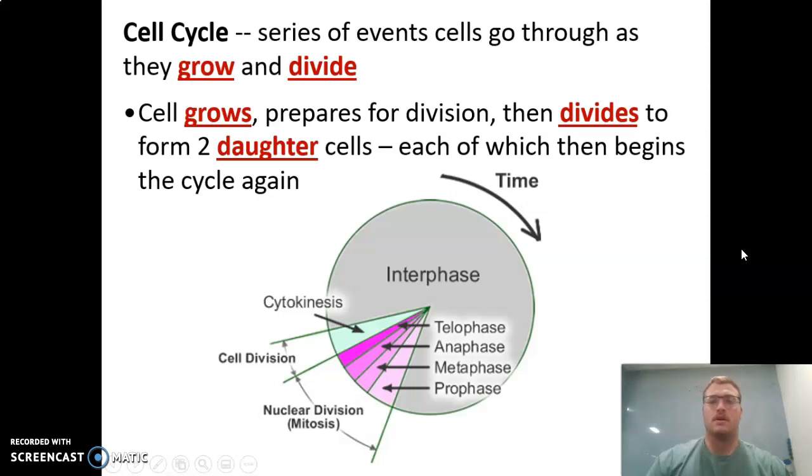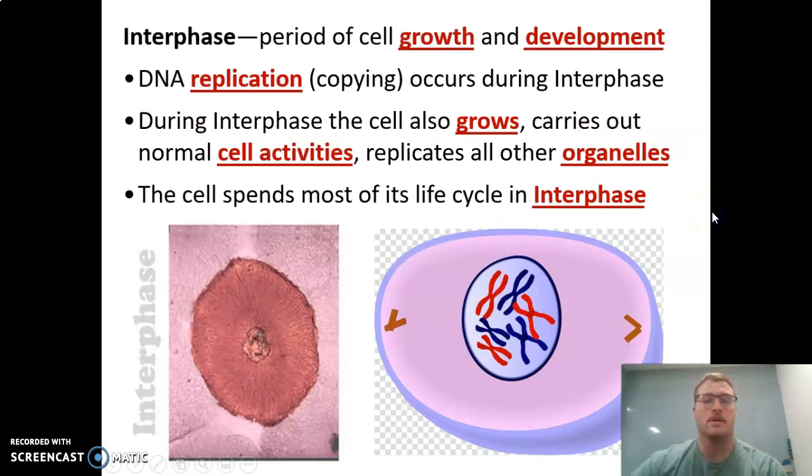So the cell cycle. The cell cycle is a series of events, or the steps that a cell goes through in order to grow and then divide. Cells start in interphase and they grow. They prepare for division. Then they divide to form two daughter cells. That is the process of mitosis, and then each of which begins the cell cycle again. We will go more in depth following that slide.